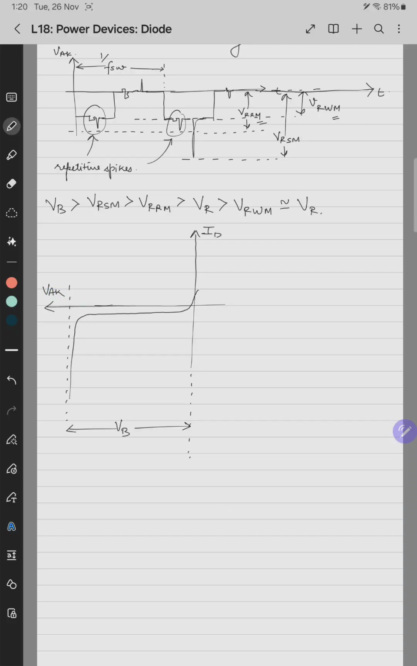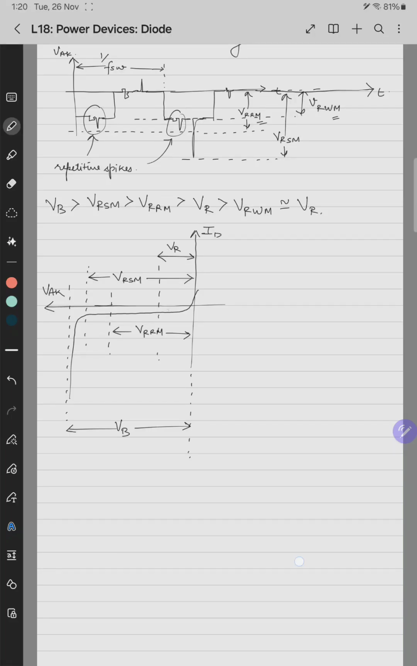This is VB. So VB is plotted, and let's say somewhere is VRSM, the non-repetitive peak voltage. If the non-repetitive spike is more than the repetitive spike, then VRSM is greater than VRRM. Otherwise, it's vice versa. Similarly, let's say here there is VRRM, the repetitive peak voltage, and then here somewhere is ultimately VR or VRWM.